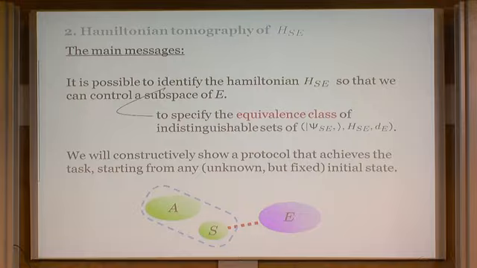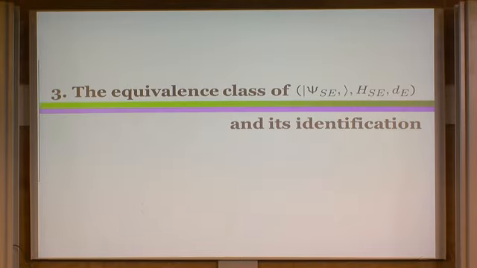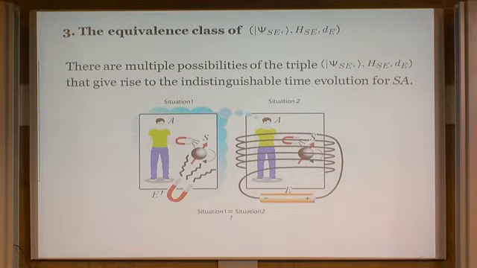Okay. And then we will constructively show how this task can be done by showing the actual protocol. Okay, so now this is a very intuitive, primitive picture of the equivalence class. So this is a room, and here this guy is confined in this small dark place, and he's doing some experiment with a magnet here.